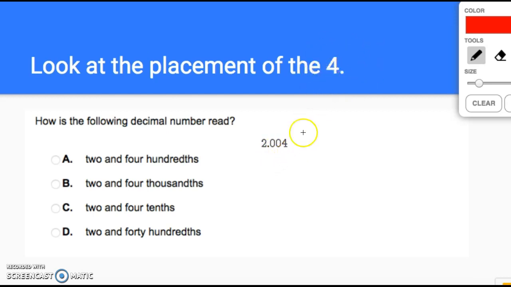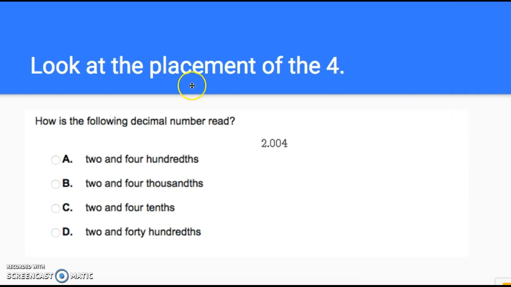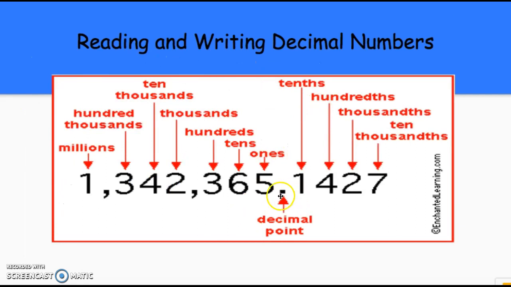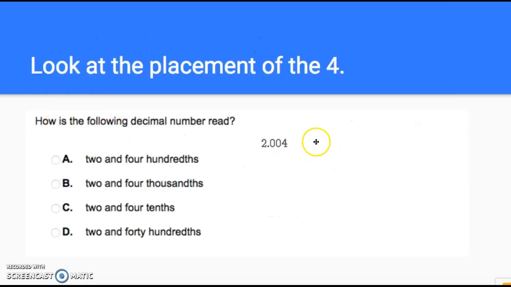So we have to pay attention to how many digits are to the right of the decimal. You want to look at the placement of the 4. We start here and we go over 1, 2, 3. 3 places to the right of the decimal. I'm going to go back to this chart here, look at your decimal point and go 1, 2, 3. What place value is that? That is in the thousandths place. So go back and we look here, 2 and. We have no value in the tenths, hundredths, or the thousandths, so this is read as 2 and 4 thousandths.